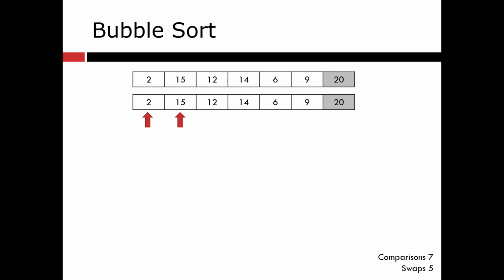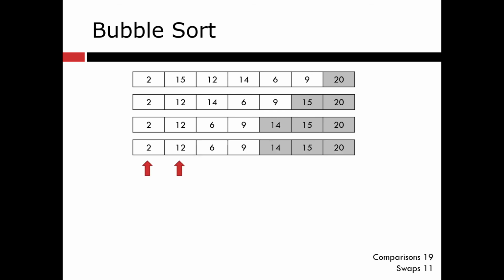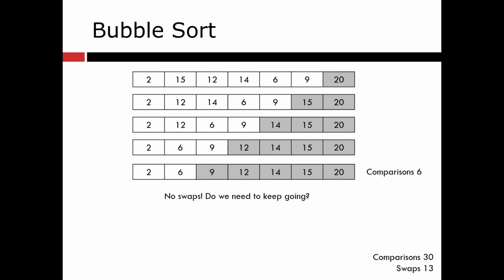So we start over. We go back to the beginning. We go to 2 and 15. Are they in the right order? Yes. 15 and 12. No. No. No. No. Great. 15 found its spot. Okay, we keep going. I'm going to run through these examples. They're pretty boring to watch, right? And notice that every time we're essentially bubbling up the largest item.